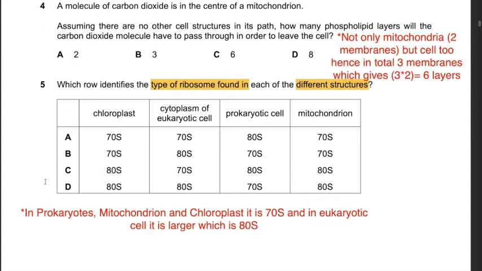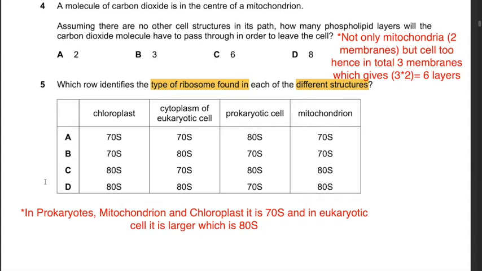Question 4. A molecule of carbon dioxide is in the center of a mitochondria. Assuming that there are no other cell structures in its path, how many phospholipid layers will the carbon dioxide molecule have to pass through in order to leave the cell? Now this question requires a bit of thinking. We have to consider not only the mitochondria but also the cell.